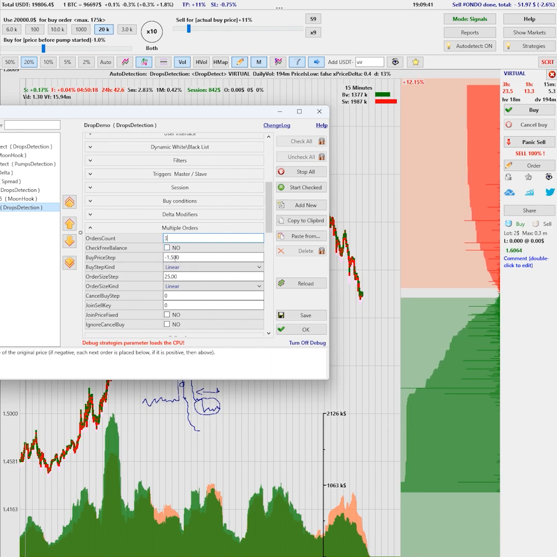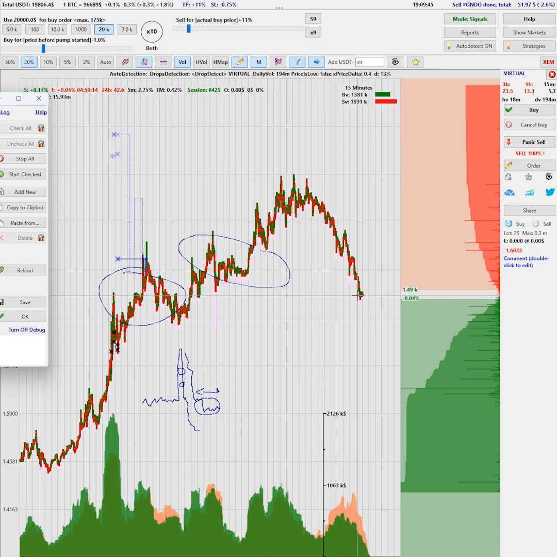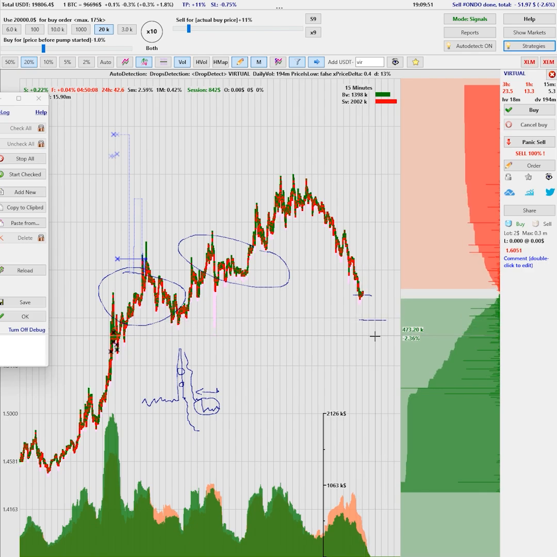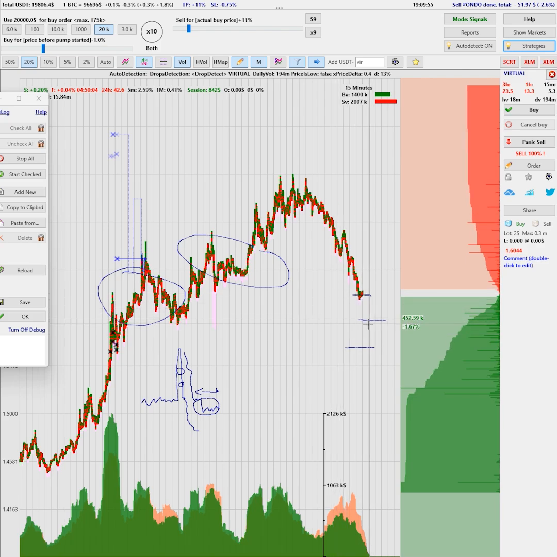buy price step of negative 1.5. So it will place one order here, then it will do a second order 1.5% down, and another order 1.5% down. So it will do these 3 orders. The idea is that the coin will move down, pick these up, and then do a bounce.